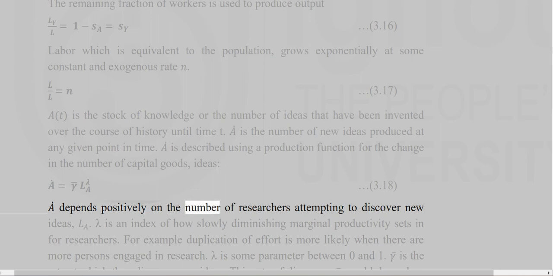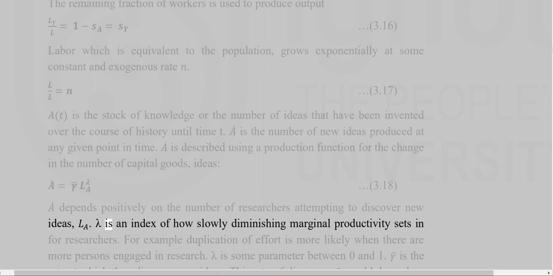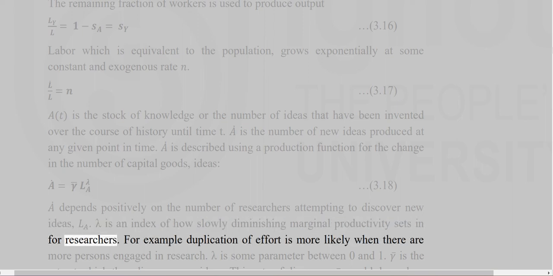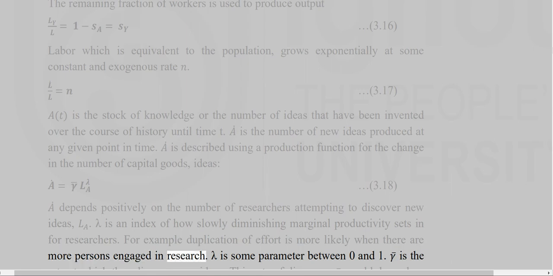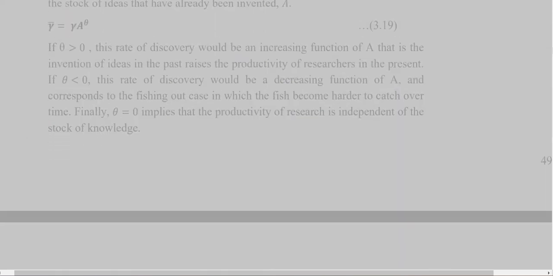A dot depends positively on the number of researchers attempting to discover new ideas. Lambda is an index of how slowly diminishing marginal productivity sets in for researchers. For example, duplication of effort is more likely when there are more persons engaged in research. Lambda is some parameter between 0 and 1. Delta is the rate at which they discover new ideas. This rate of discovery would depend on the stock of ideas that have already been invented. Delta equals delta bar A to the power of phi, 3.19.